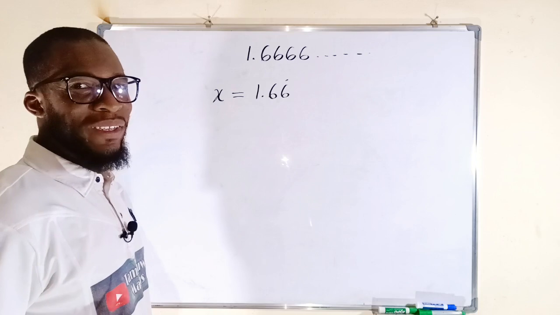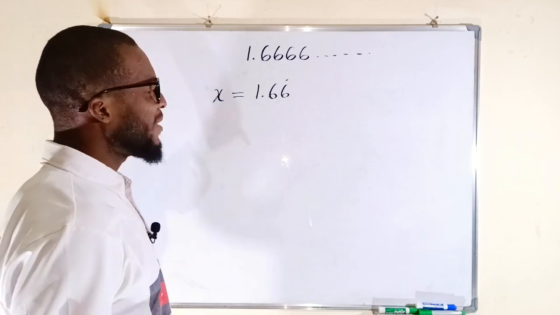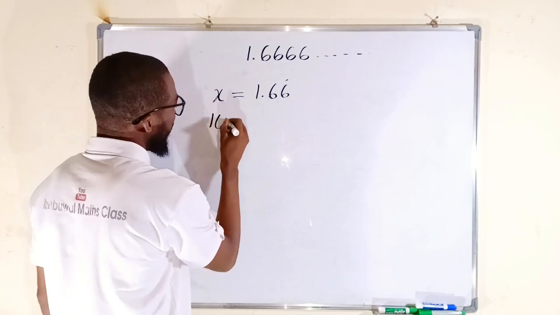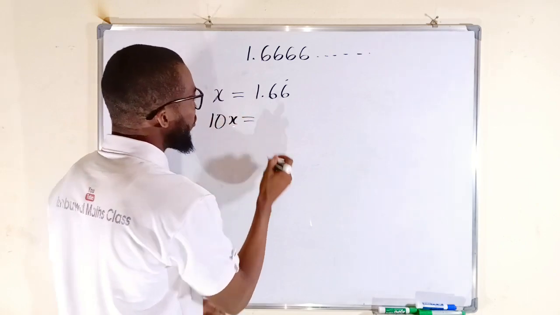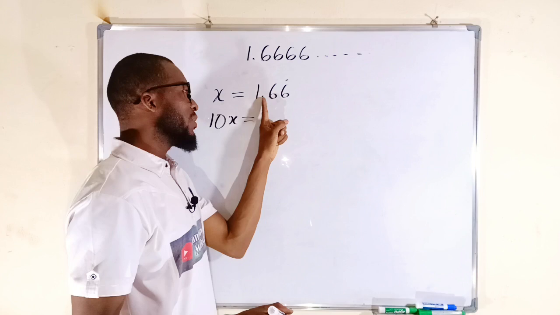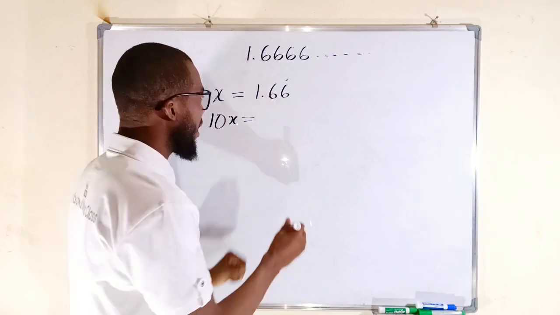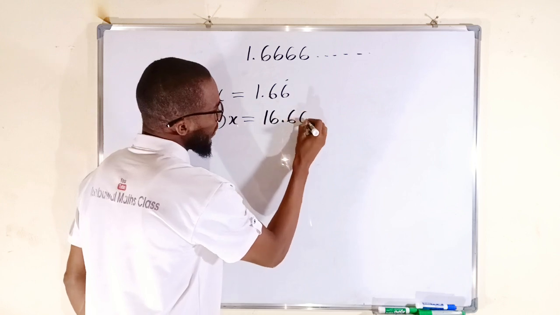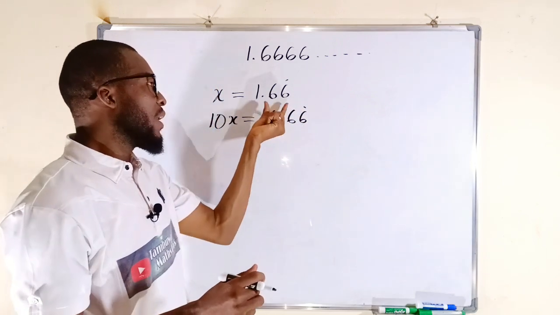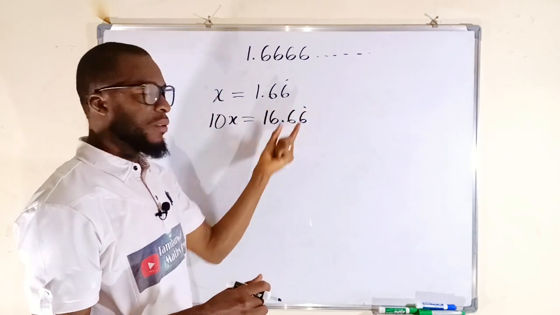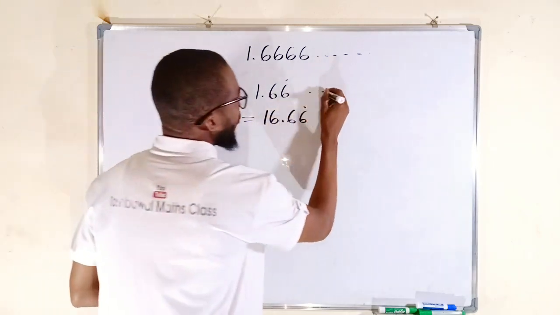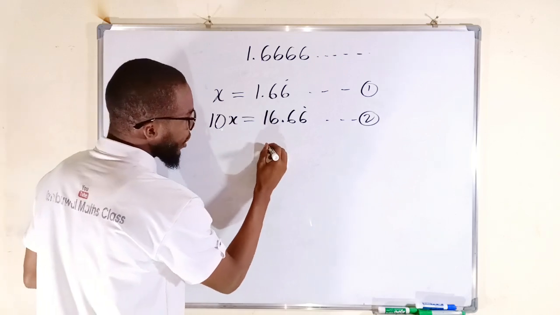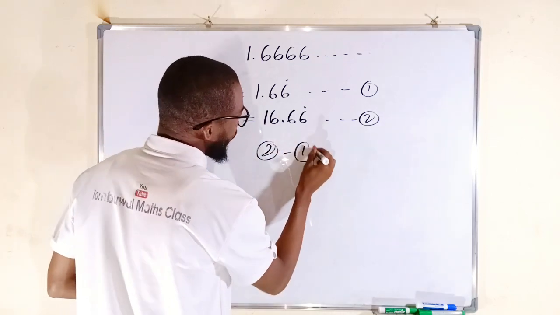Or should I multiply by 10? 10 is a very simple number. Let me use 10. x times 10 will give us 10x equal to, multiply by 10, it will shift this point forward one time. So we have 16.66, because I want to end in just 2 decimals. You understand? So this is equation 1 and this is equation 2. I would like to take away equation 1 from equation number 2.